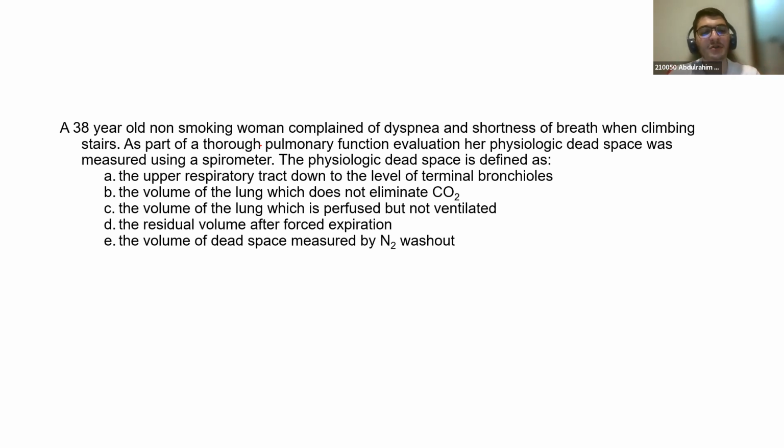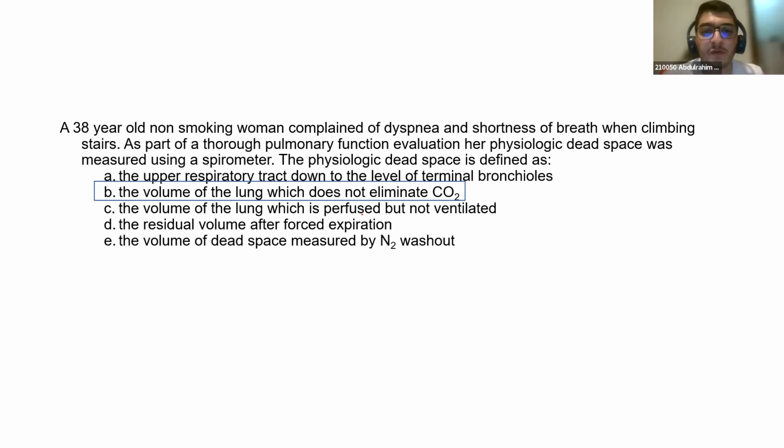No. When you say no, D isn't correct. Okay, so we have B and C. It's B. It's the place where there's no ventilation occurring. As we said, ventilation depends on carbon dioxide, and the volume of lung which does not eliminate carbon dioxide is the place where ventilation does not occur, which is B.